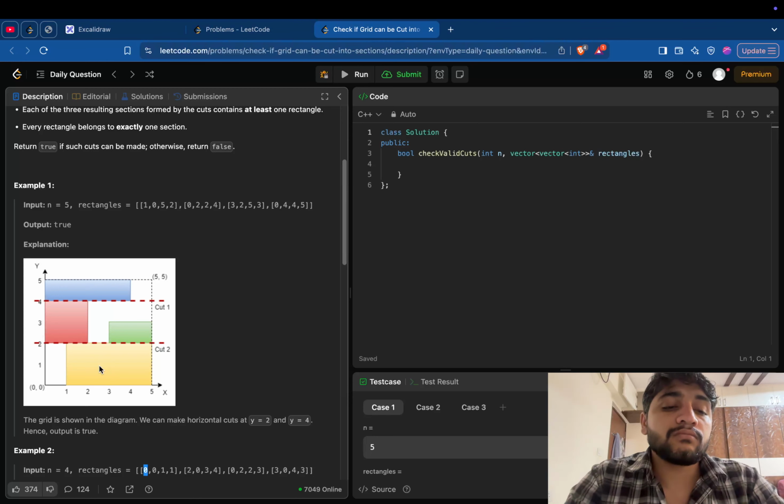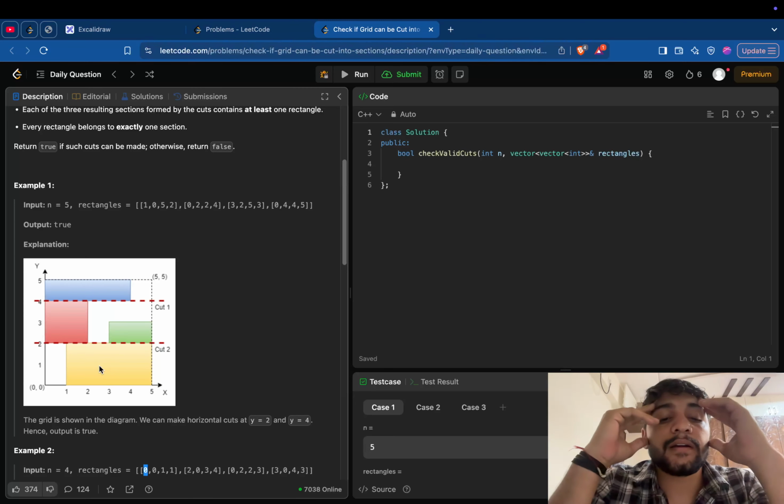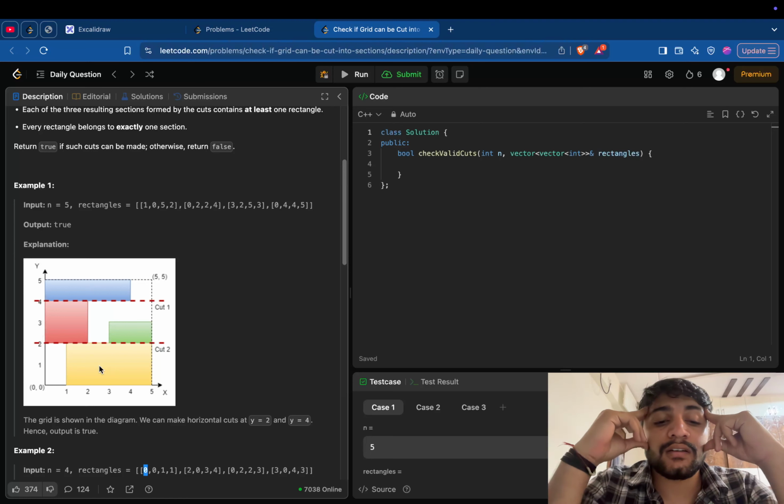So first things first, let's try to do this along both the axes, and we sort the rectangles array on the basis of that axis. If we are going for the x-axis, we'll sort it on the basis of starts, and then we'll count cuts every time we get a rectangle's end.